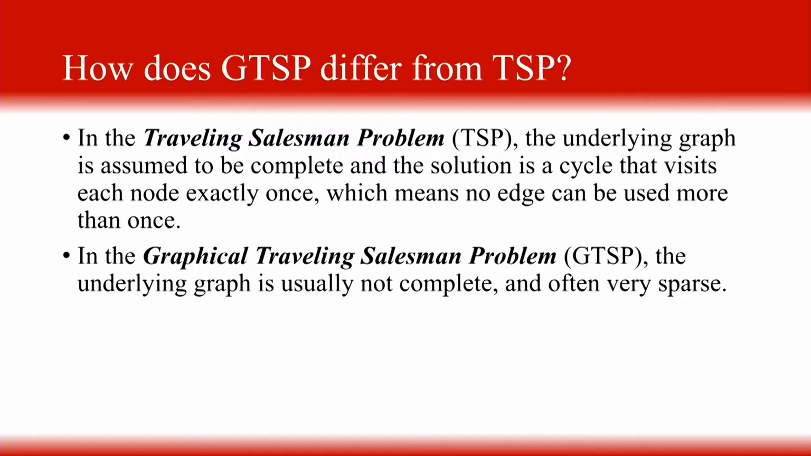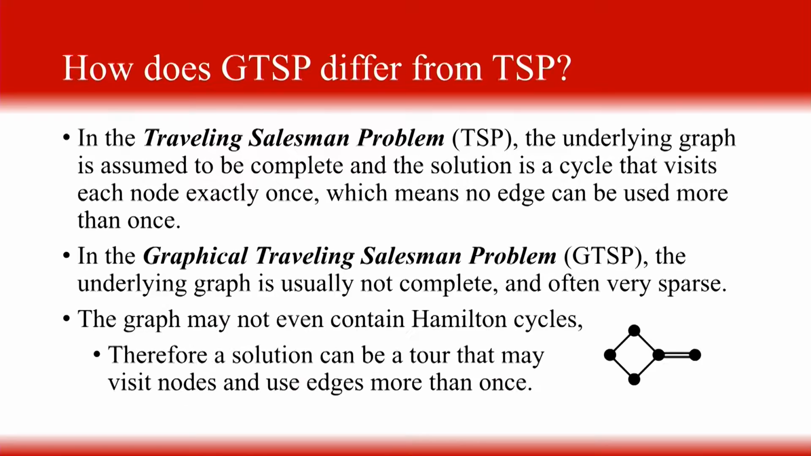So how does the graphical traveling salesman problem differ from the regular traveling salesman problem? In the regular traveling salesman problem, you're assuming a complete graph underneath, and you're trying to visit every node exactly once. In the graphical traveling salesman problem, you have a graph that's not complete, often very sparse, and so you may not be able to visit every node exactly once. You may have to visit nodes multiple times and visit edges multiple times. So you just have to visit each node at least once in the graphical traveling salesman problem.